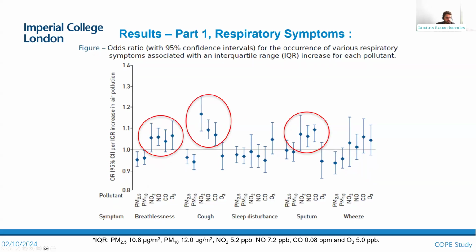Now, these are the results for the other respiratory symptoms. Exacerbation was defined as a combination of different respiratory symptoms, but we also assessed each symptom individually. And again, we found that the associations between gases and respiratory symptoms were statistically significant. We didn't find an association with particles. And the main symptoms that we found associations with gases were breathlessness, cough, and sputum.